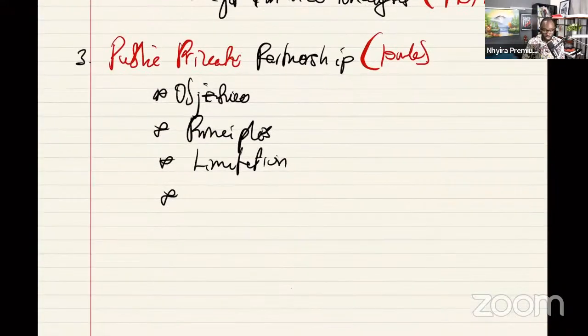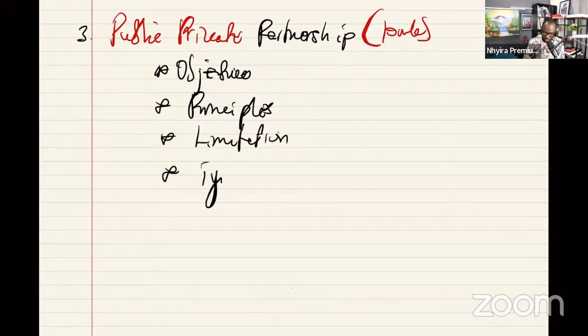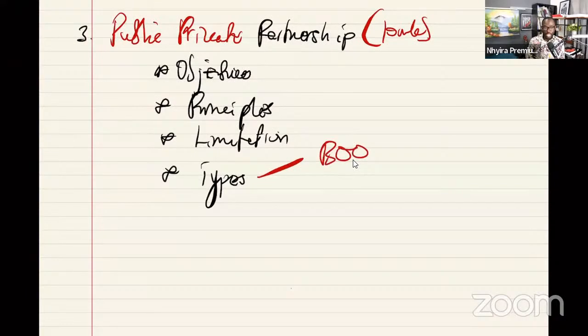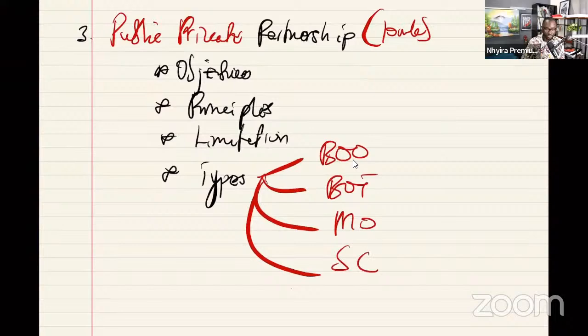We're going to also look at the types of public-private partnership arrangements. And there are various types that you need to be aware of and know about. We have what we call build, operate, and build, own, and operate. We have build, operate, and transfer. We have maintain and operate. We have the service concession. We also have design, build, operate, and transfer. So there are various types of public-private partnership arrangements that we will be going through.